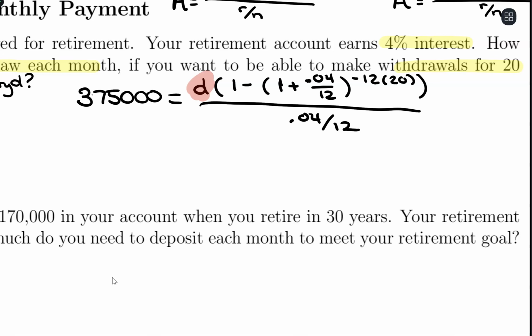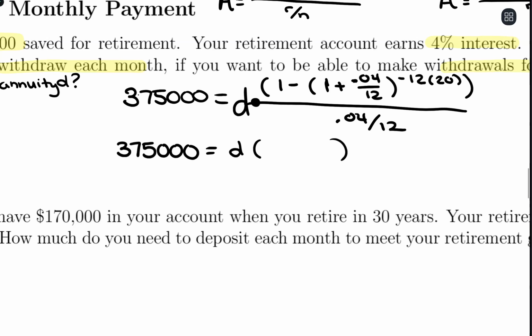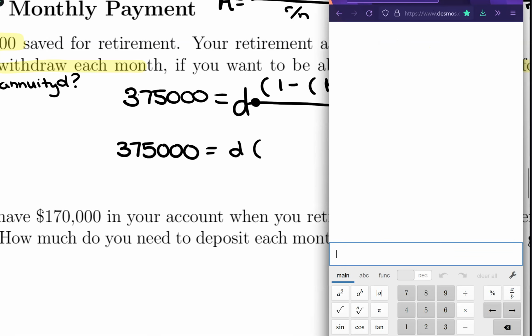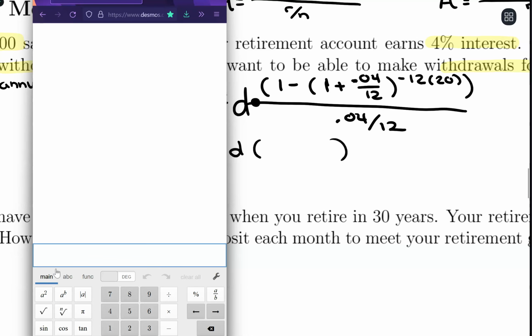And what we could do is even bring that D out front of this fraction, I guess is what it would be. So like having D out front times this whole fraction with this information. So what we're going to do is use a calculator to help us simplify. So we're going to have 375,000 equals D times, and then we're going to plug in that whole fraction to the right of D. So let's go to our calculator and let's set up our fraction.